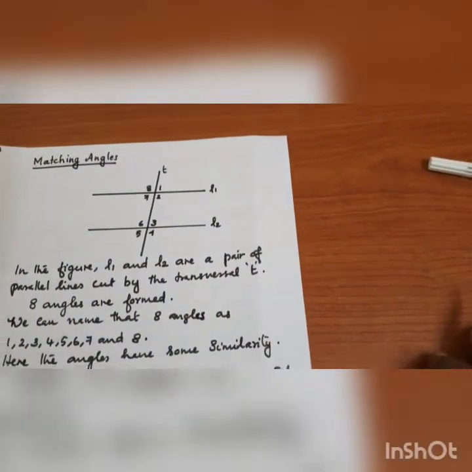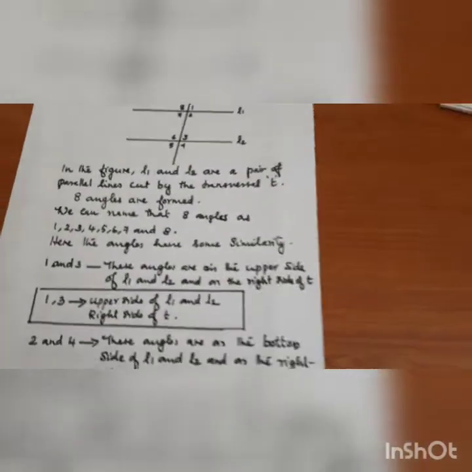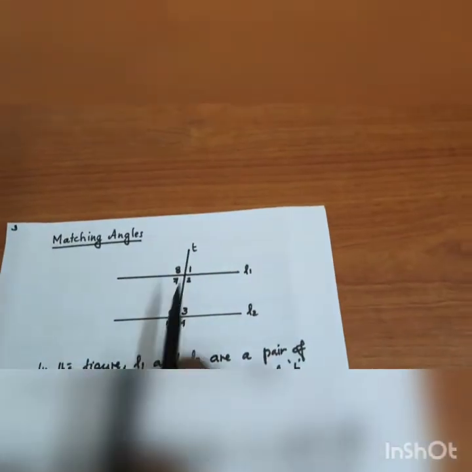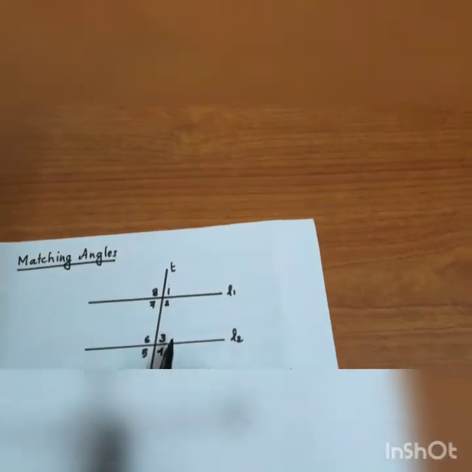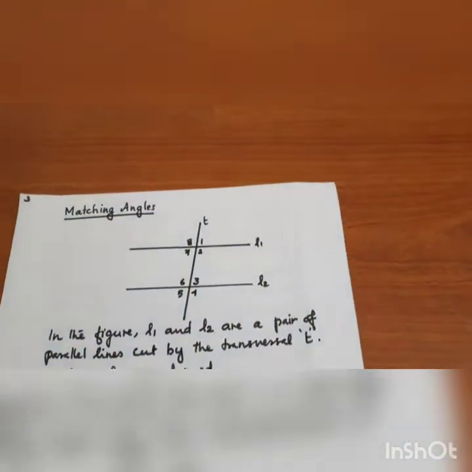That is for your easiness. Then, here are some special types of angles. Here angle 1 and angle 3. Note angle 1 and angle 3. What is the similarity?